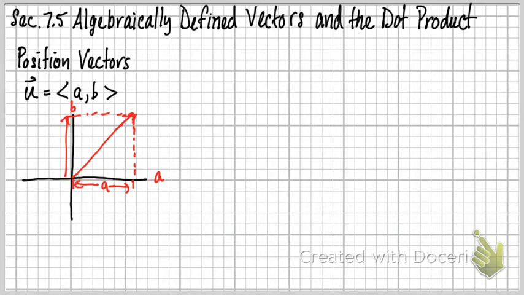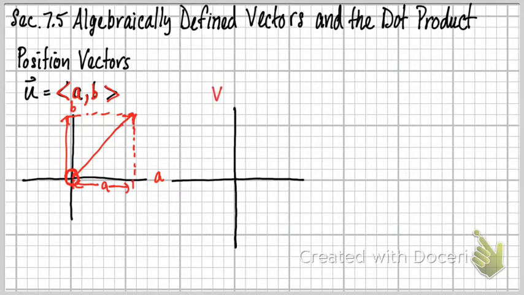And remember, when we're talking about position vectors, they always start at the origin. So anytime I see this form here, this bracket, a, comma, b, with another pointy bracket, that's telling me right away I'm dealing with a position vector. And that position vector is starting at the origin. That's going to be its initial point always.